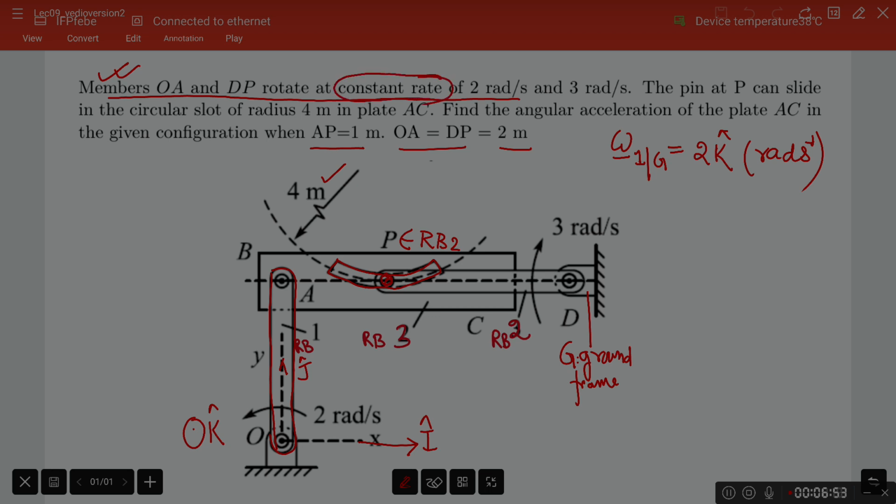are constant. Now this is a planar problem. It means for a ground fixed observer, the angular velocity of RB2 is not changing its direction. It is always pointing outside the plane of the screen. Further, the magnitude of the angular velocity of 2 with respect to ground is also not changing because it is said that the rate is constant, and thus I infer that omega dot 1g should be 0.